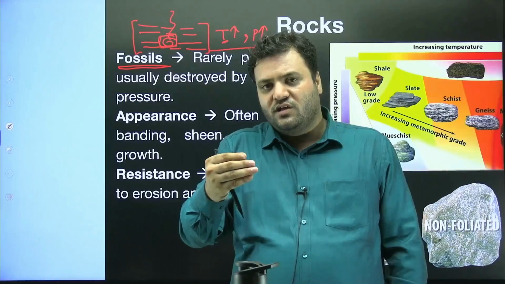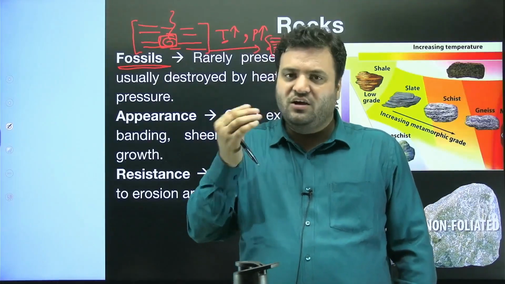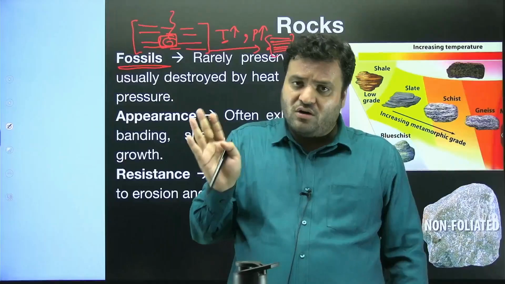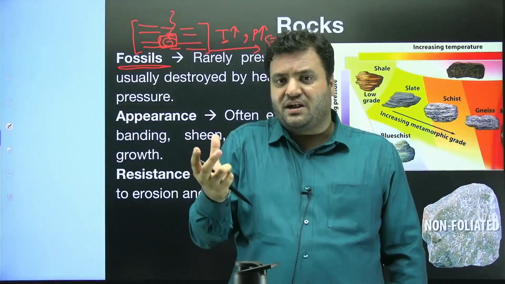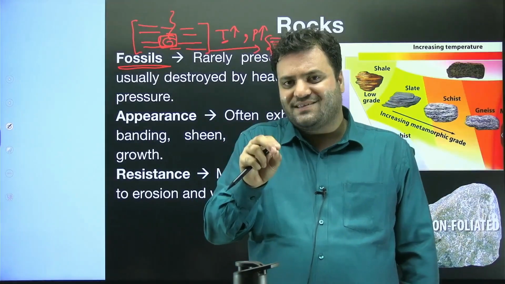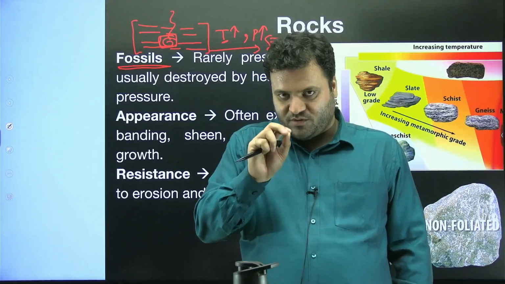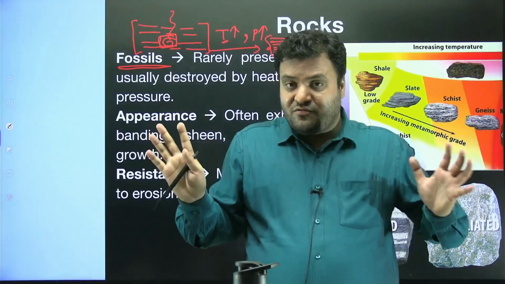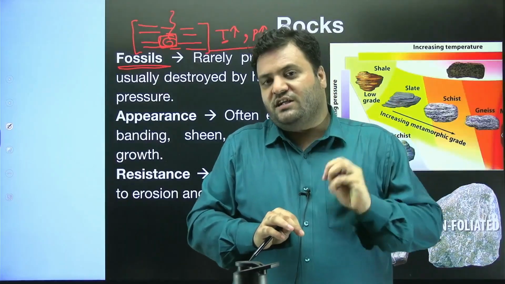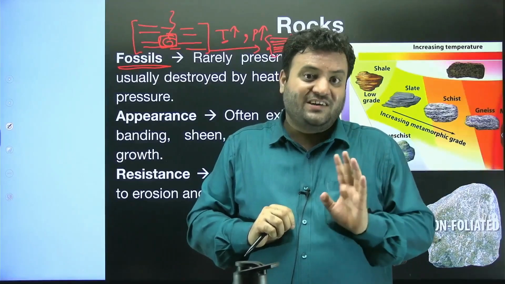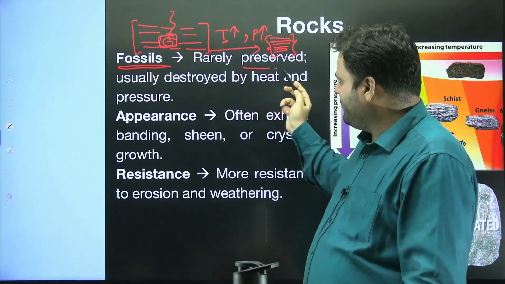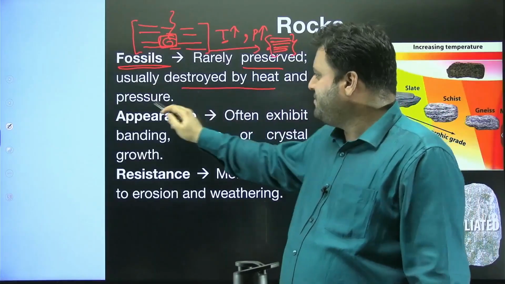As a result of this, they may not have fossils, but sometimes, if metamorphism is not taking place completely, if there is a partial metamorphism, then in that case you can see some of the fossils remaining. But to a large extent, if you see the purest form of metamorphic rock, you may not see any trace or fossil. If there is partial metamorphism, then yes. So fossils are rarely preserved and are destroyed by the heat.